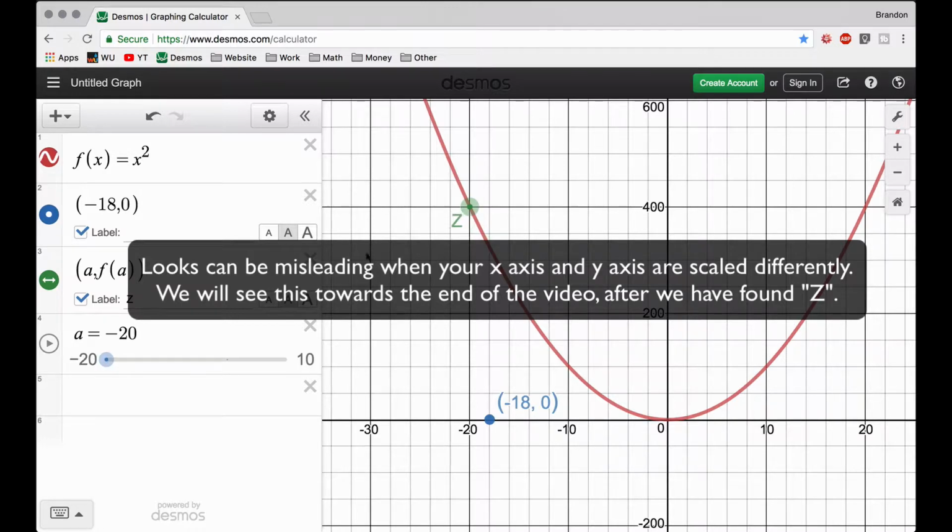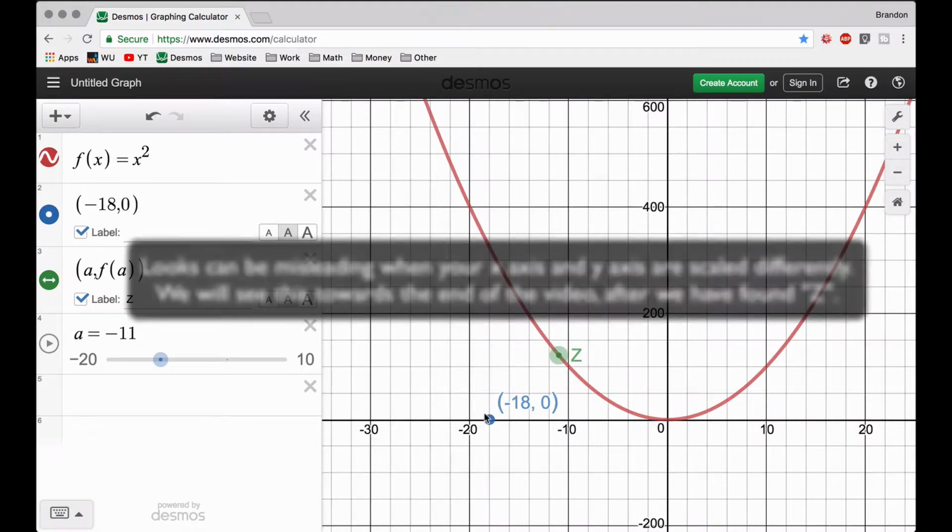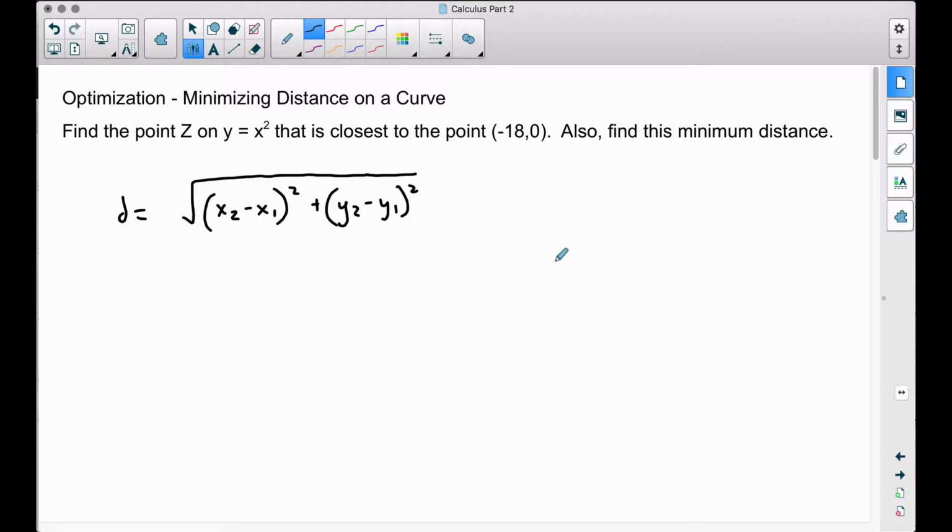Obviously, way up here, z is much farther away from negative 18, 0 than it is, say, right about here somewhere. And it looks like somewhere in here is where z is going to be closest to this point. That is our goal, to find this ordered pair, and then we also want to find the distance between those 2 points. Since we're talking about distance and we have some points and curves, hopefully the distance formula is coming to mind, and we definitely want to use this formula.